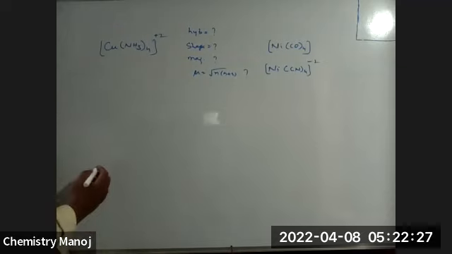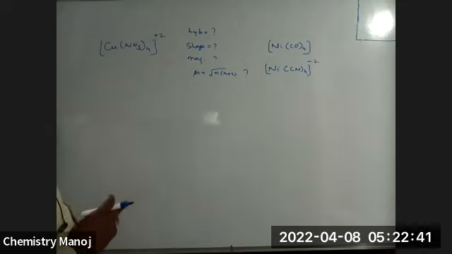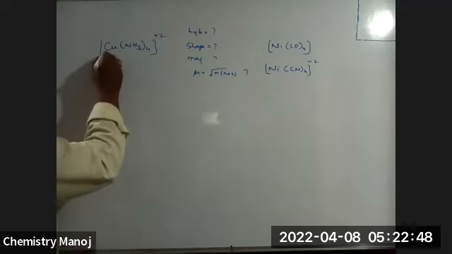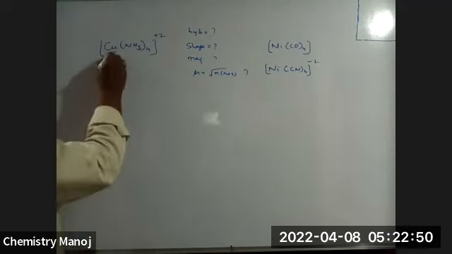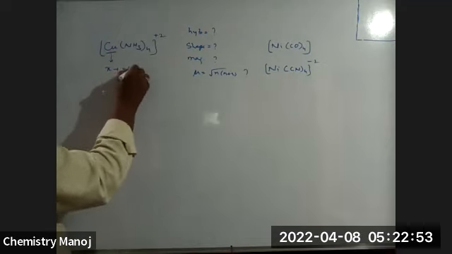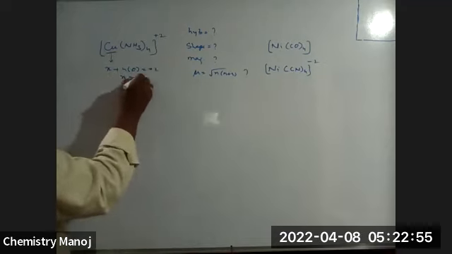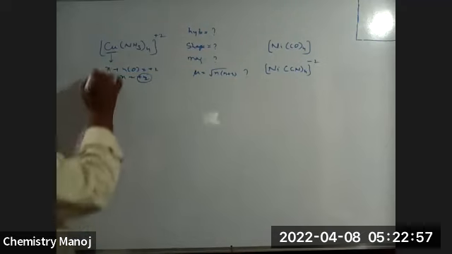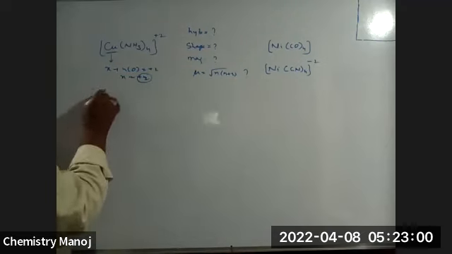So first one, mu value root 3, sir. First of all, tell me the hybridization. There will be sp3, sp3d. What is your answer, Anubhav? Sir, sp3. I will explain. Here, copper, what is the oxidation state? I don't know. x plus 4 into 0 is equal to plus 2, x is equal to plus 2. Here copper is in plus 2.